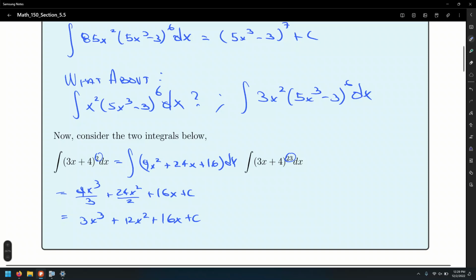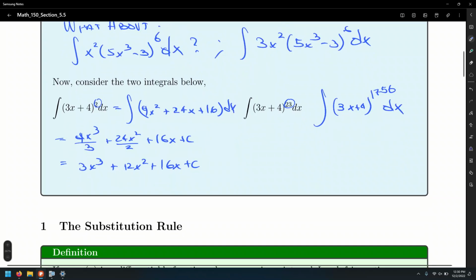I mean, what about the integral of (3x plus 4) to the power 1756 dx? No, we're not going to FOIL 1756 times to integrate 1757 terms. No, we're not going to do that. We're going to use substitution to integrate this in a blink of an eye.